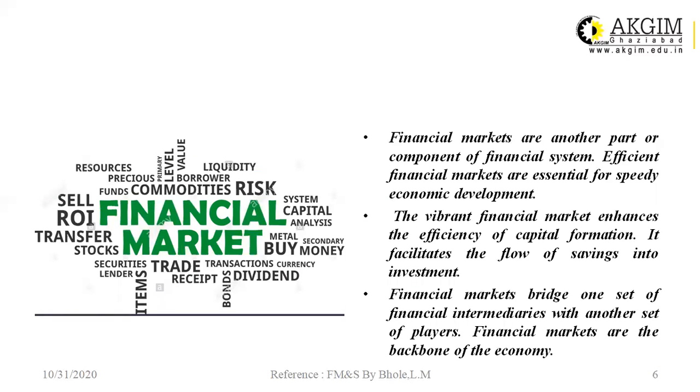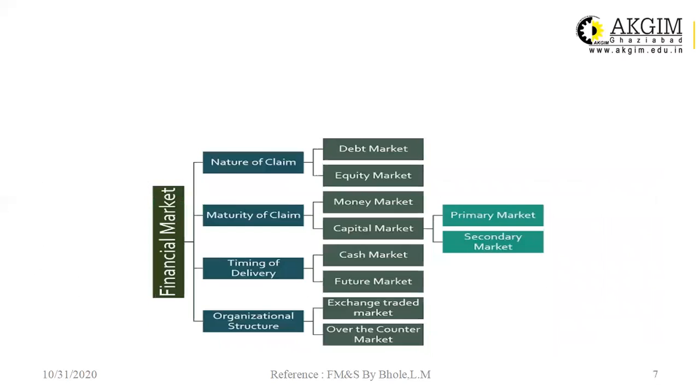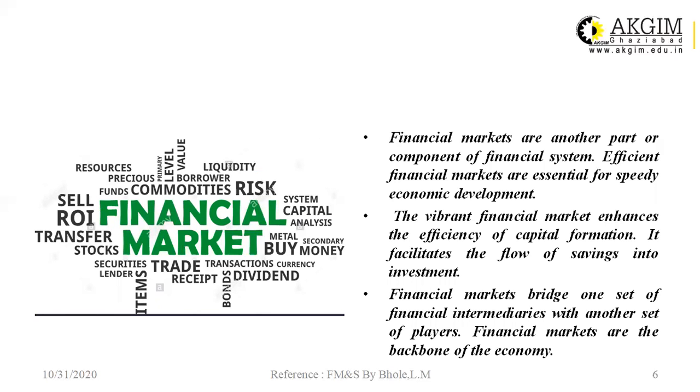Our next topic is the financial market. Financial markets are another part or component of the financial system. Efficient financial markets are essential for speedy economic development. The vibrant financial market increases the efficiency of capital formation. It facilitates the flow of savings into investments. Financial market bridges one set of financial intermediaries with another set of players. Financial markets are the backbone of the economy.